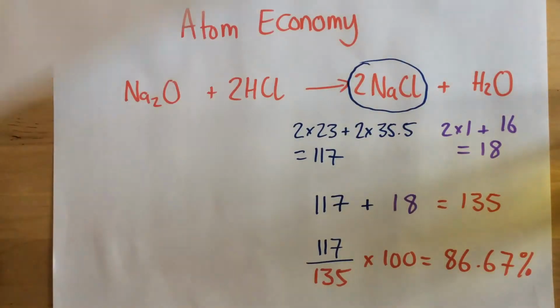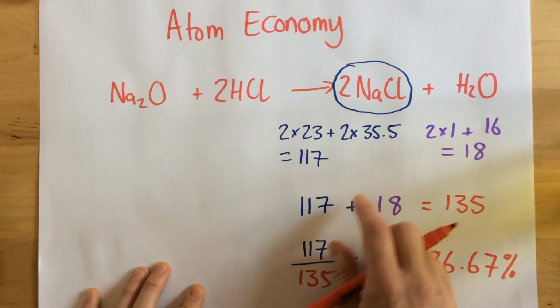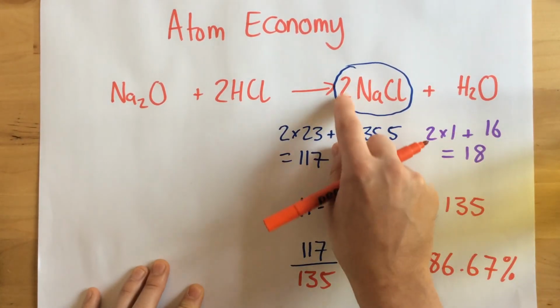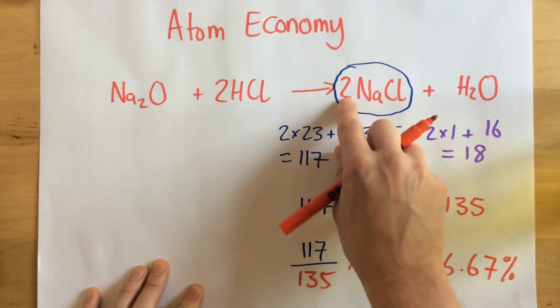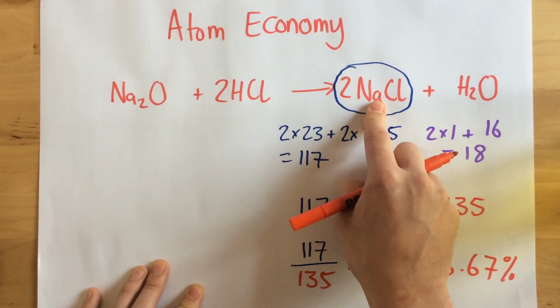So, just to summarise, or just to recap, atom economy is all about what percentage of the mass of our total products is comprised of our desired product.